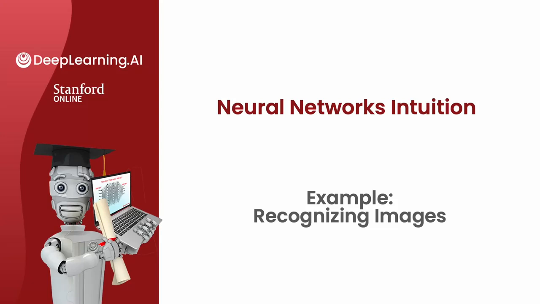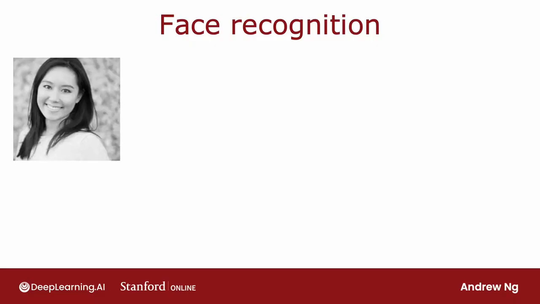In the last video, you saw how a neural network works in a demand prediction example. Let's take a look at how you can apply a similar type of idea to a computer vision application. Let's dive in. If you're building a face recognition application, you might want to train a neural network that takes as input a picture like this and outputs the identity of the person in the picture.